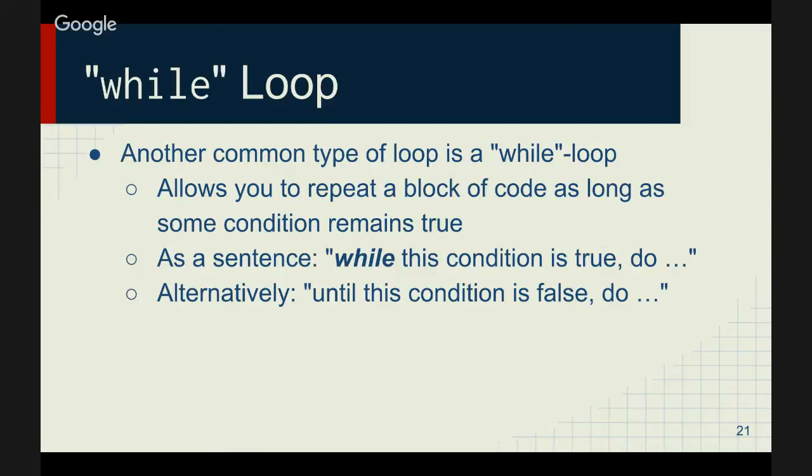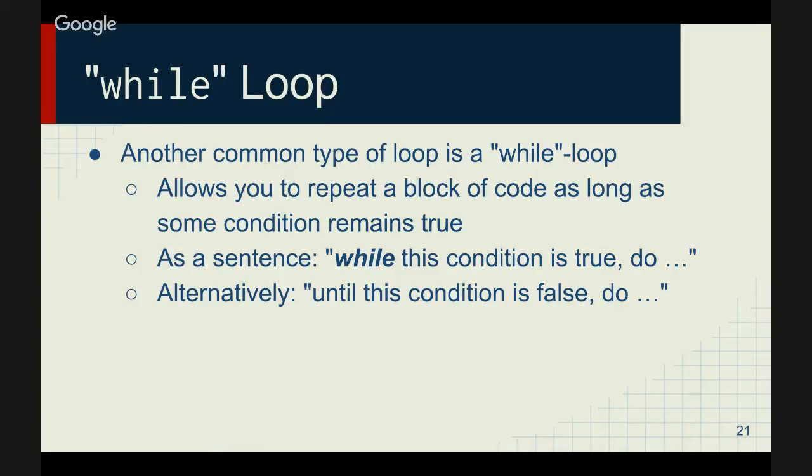So here's what a while loop looks like. Instead of for, our keyword is while. Again, same structure: we have our parentheses and then we have our braces. Inside the parentheses is the condition. While whatever is in here is true, do whatever's between the braces.